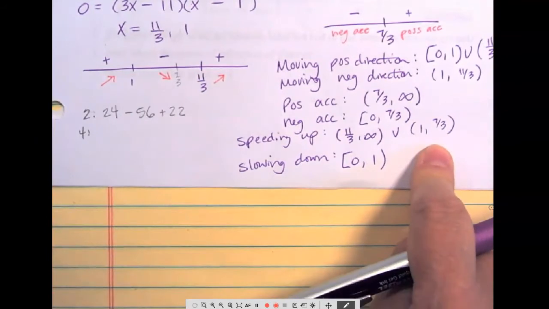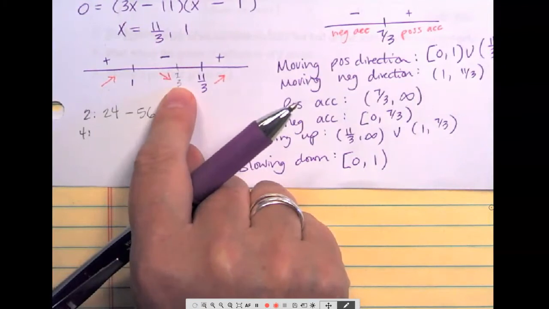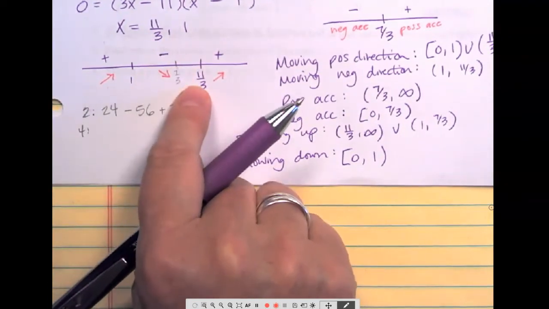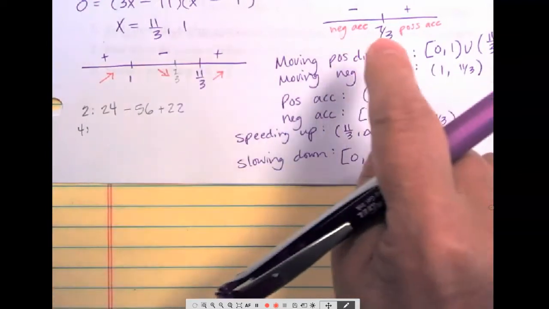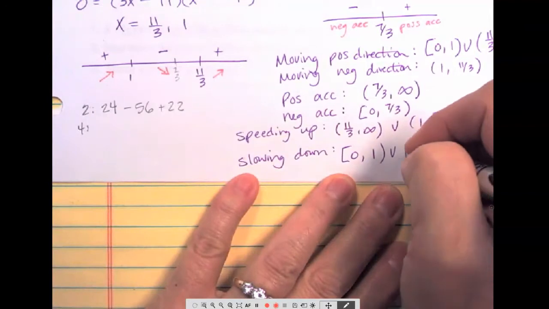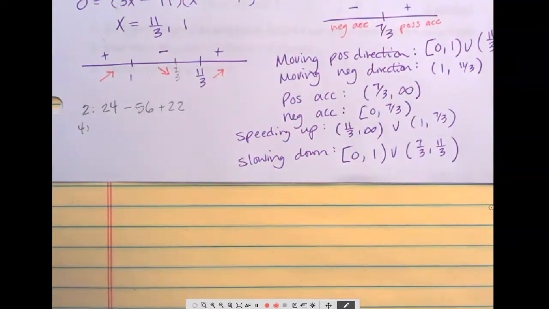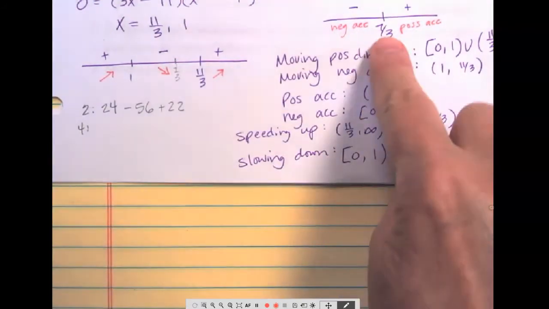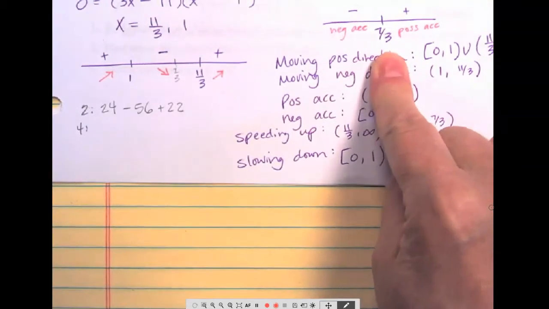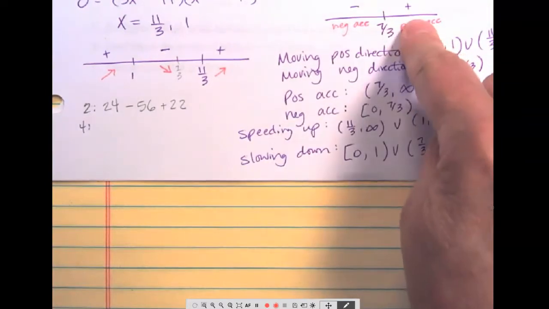Okay, so what happens at 7/3 then? Between 7/3 and 11/3, the first derivative is negative, but the second derivative is positive. So that means we are slowing down from 7/3 to 11/3. It's weird, but where's the point of inflection? If we were just graphing a function, our only point of inflection would be at 7/3, because that's where the second derivative changes, and it went from concave down to concave up.